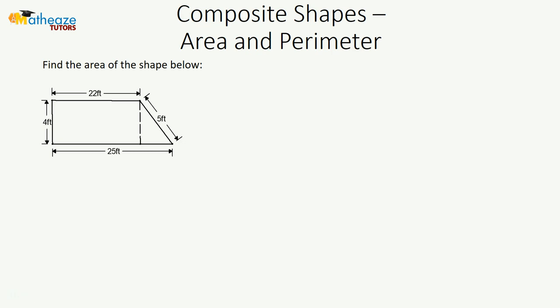So now we have another composite shape here that we're going to look for the area of. We have a triangle. Let's call the rectangle A and we call the triangle B. So area of A is going to be 22 feet multiplied by 4 feet, which is going to give us 88 square feet.